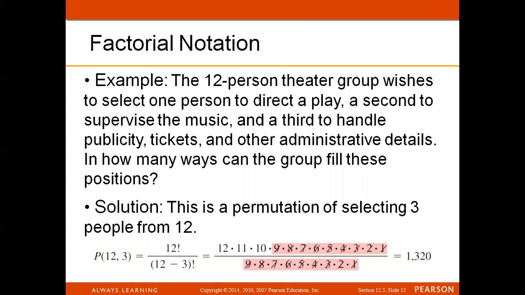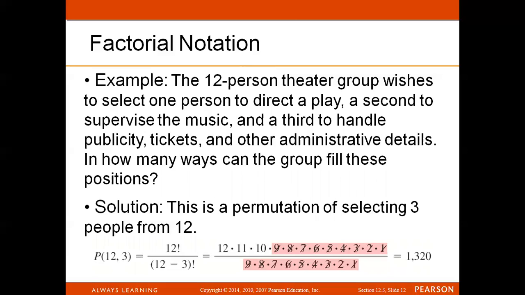This is a permutation of selecting 3 people from 12. So we have permutation 12 choose 3, which is 12 factorial divided by the quantity of 12 minus 3 factorial. To solve this, we first tell ourselves that 12 minus 3 is 9, so we have 9 factorial in the denominator. We write that out: 9 times 8 times 7 times 6, all the way to times 2 times 1.